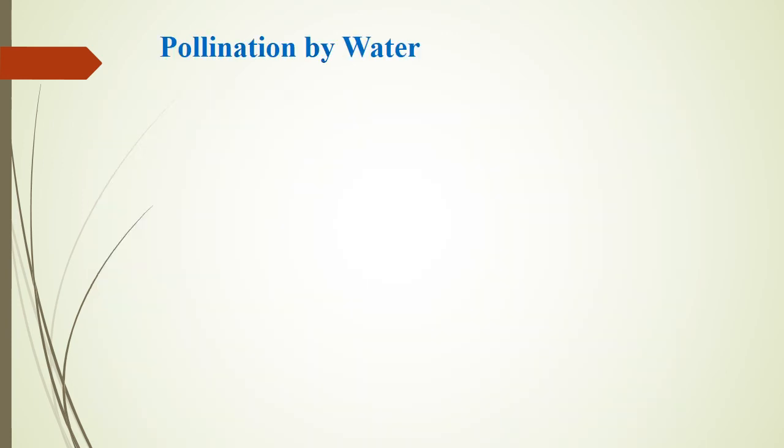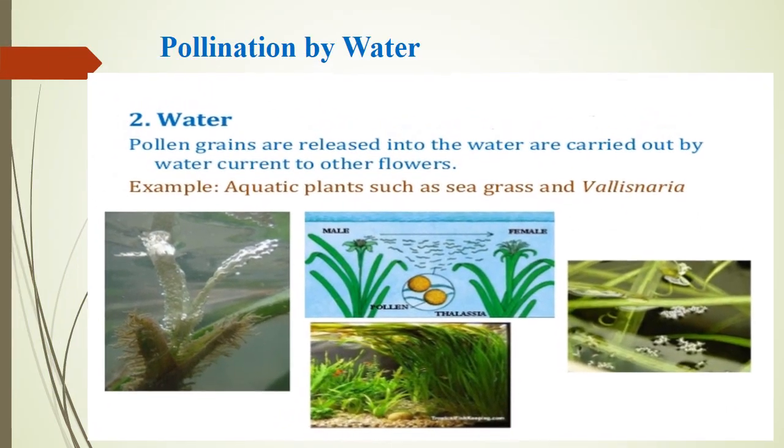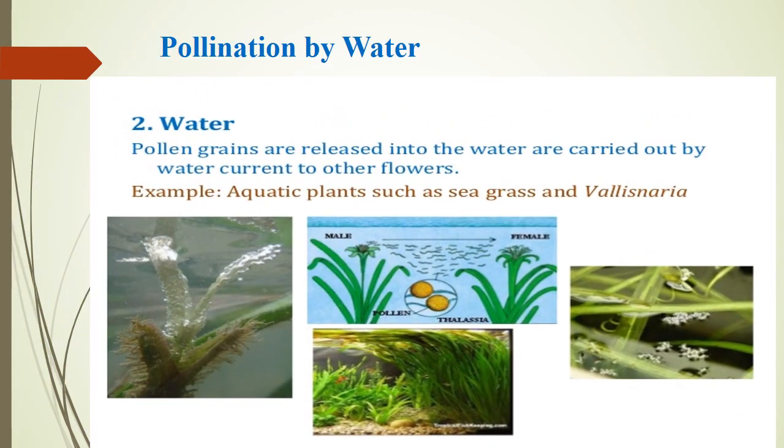So, pollination by water. Pollination by water is not common, but a few plants release their pollen grains into the water. The pollen grains move slowly along the water currents and reach other aquatic plants. Hydrilla, Vallisneria, etc. are water pollinated plants.